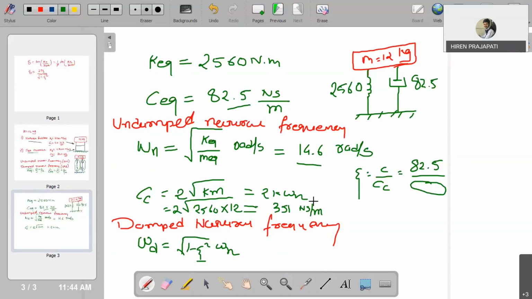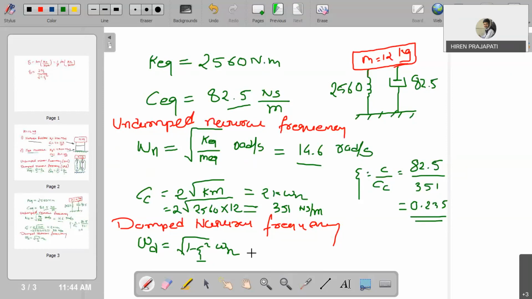The unit is important, right? So now if you put 351 here as the denominator, then zeta you will get 0.235. And this is unitless because C and Cc both have the same unit, so this term is unitless. This is called the damping ratio, right?